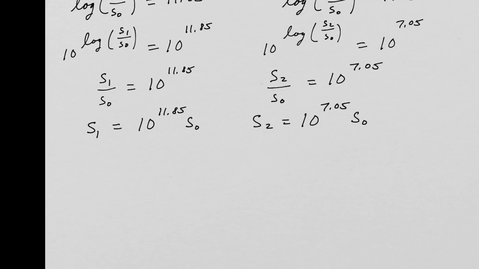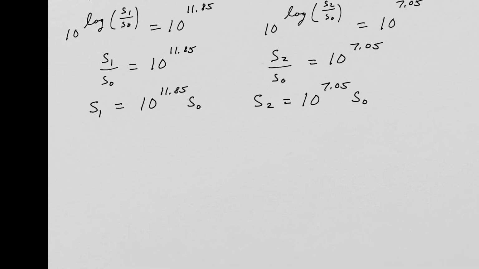Now, I want to compare the strengths of these two earthquakes, right? I want to compare the s's. I want to compare s1 to s2. So how can I do that? The easiest way to do this is just to form the ratio, right? So if I do s1 divided by s2, that'll tell me how many more times s1 is compared to s2, right? So how much stronger s1 is.